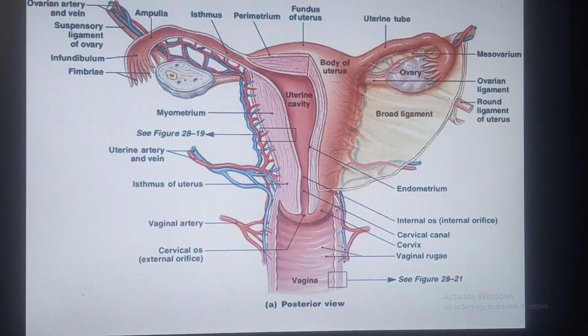All right, now one thing we have to explain is the blood supply to the uterus. So blood supply to the uterus will be mainly coming from the uterine artery, which is a branch of the anterior division of the internal iliac artery. Then it will be drained by the internal iliac vein. So that will be the blood supply to the uterus.